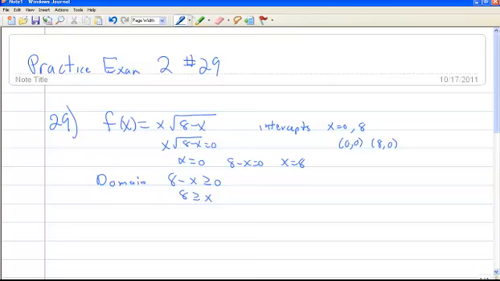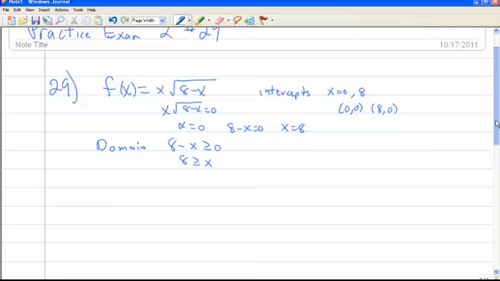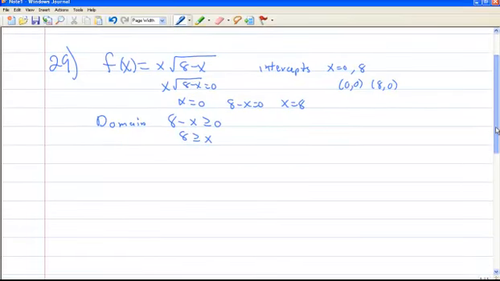Now, when we do the derivative, this radical is going to go below the fraction bar, which means in the derivative, 8 is not going to be included in the domain, because that'll make it 0 in the denominator.